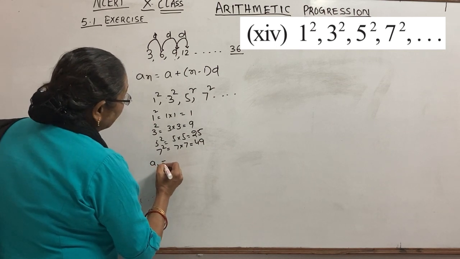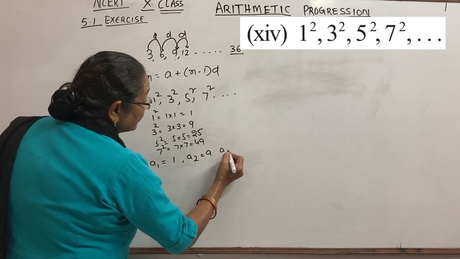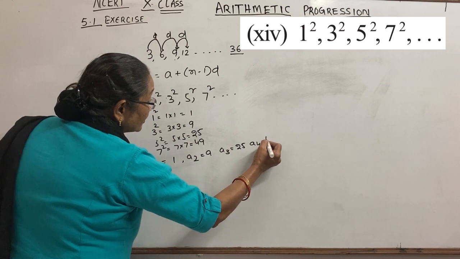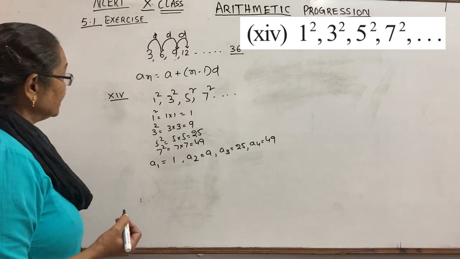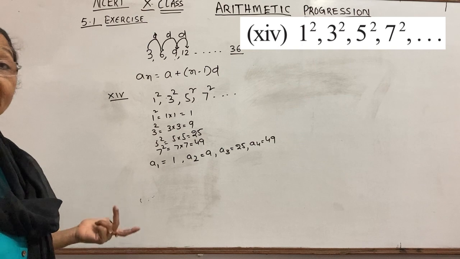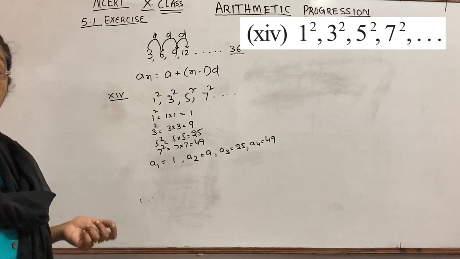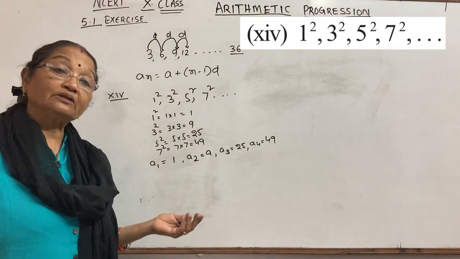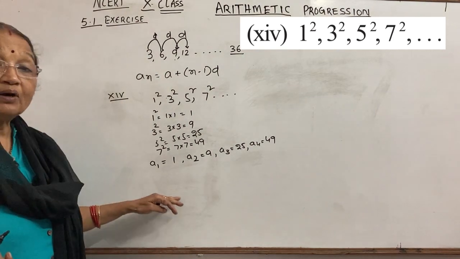What is our A1? A1 is 1, A2 is 9, A3 is 25, A4 is 49. Okay, now these are the terms we got. Now let's see whether it is an AP or not. For this, we will find A2 minus A1, then A3 minus A2. If both are the same, we will say it is an AP, and then find the remaining terms. If not, we will stop there.